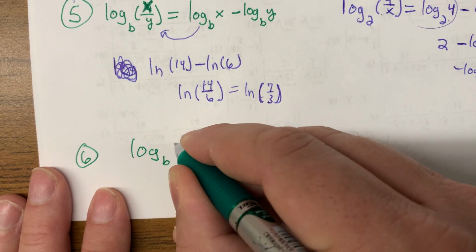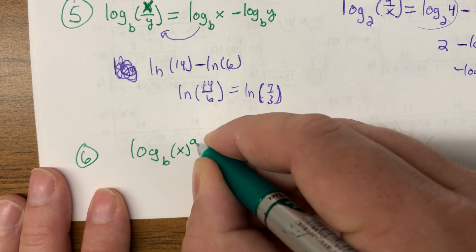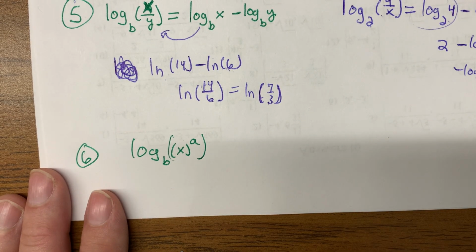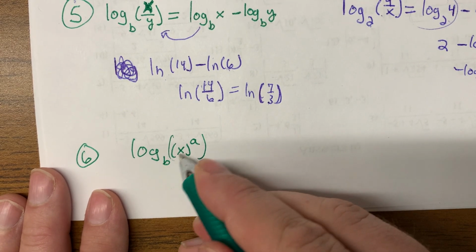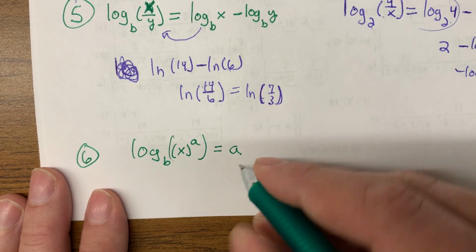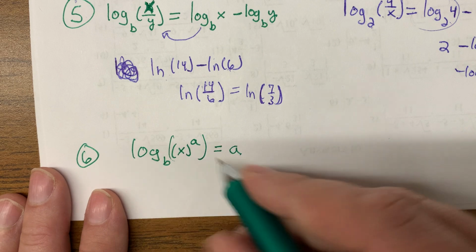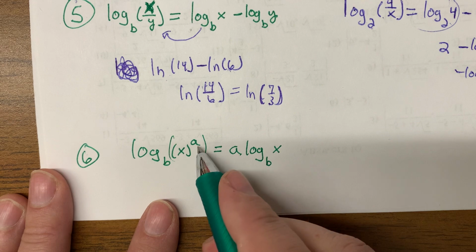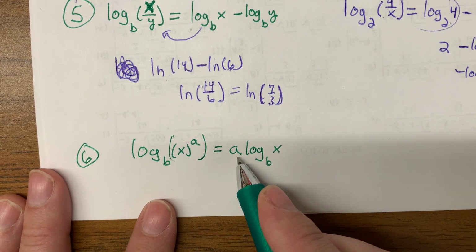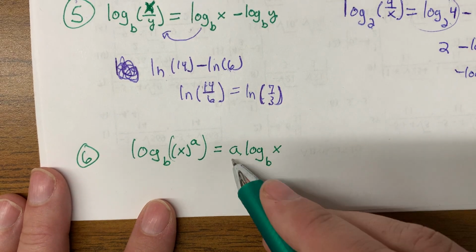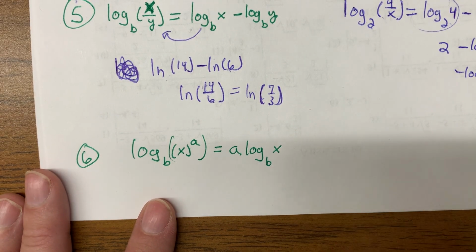Log base b of x to any power. If there's an exponential inside of a log, you are allowed to take that exponent that's on top of the argument and move it as a coefficient in front that is multiplying. So it's a way of turning exponentials into multiplying. This is going to equal log base b of x. So you can take an exponent and move it to the front. Or alternatively, if there's a number multiplying outside of a log, you can put it as an exponent inside.